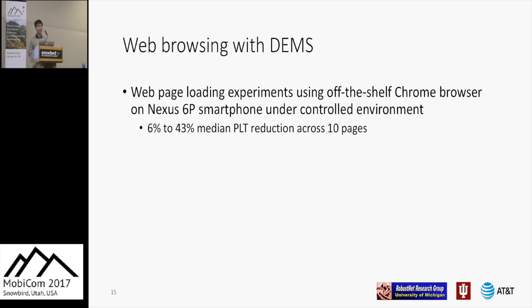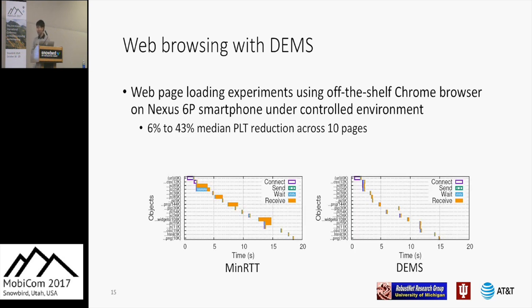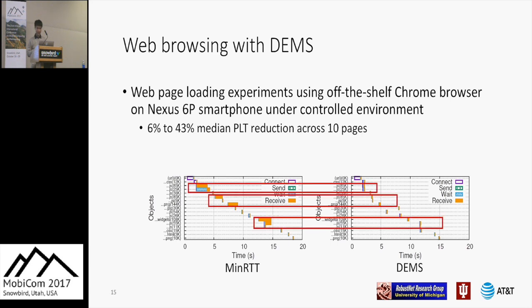So to understand why DEMS helps reduce the page load time, we take a closer look at the web object transmission pattern. So we look at the waterfall diagrams of both MinRTT and DEMS shown in this slide. And these two waterfall diagrams show the page loading of the same web page. And we can see that the web page loading forms many small or medium-sized chunks. And each chunk can be well optimized by DEMS, as we can see in the orange bar in these two diagrams. So thus, the overall page load time can be reduced.